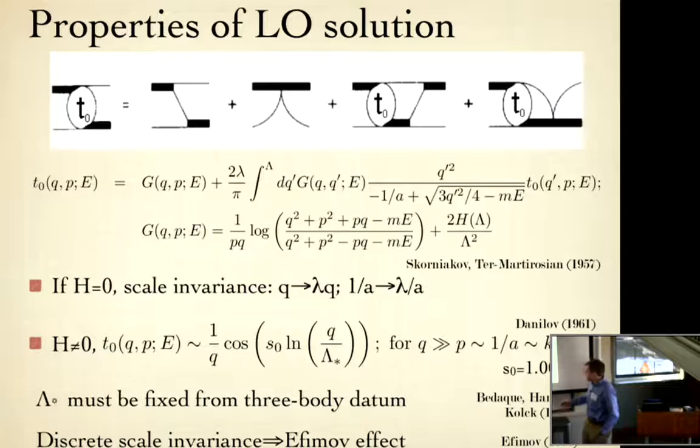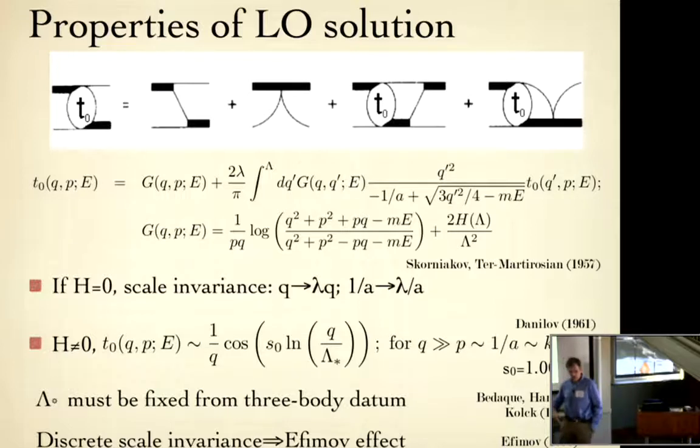Right? And there's another consequence here which it's important to point out, which is that the extra parameter h has been transmuted into this lambda star, and this parameter has to be fixed from a three-body datum. So what this means is that it's not enough just to know the two-body scattering length to predict the properties of the three-body system.